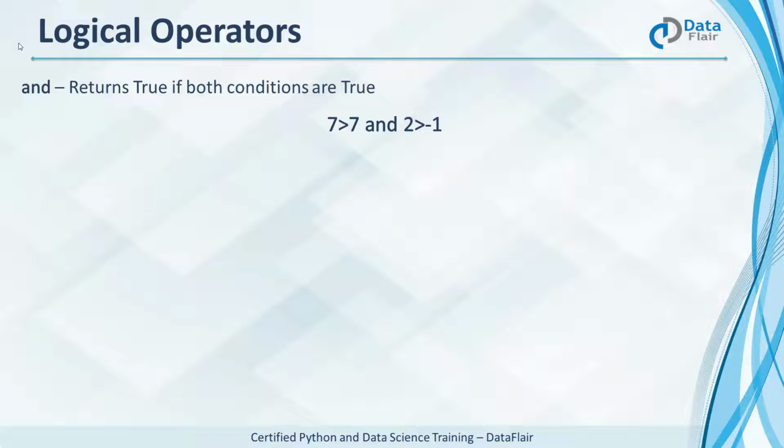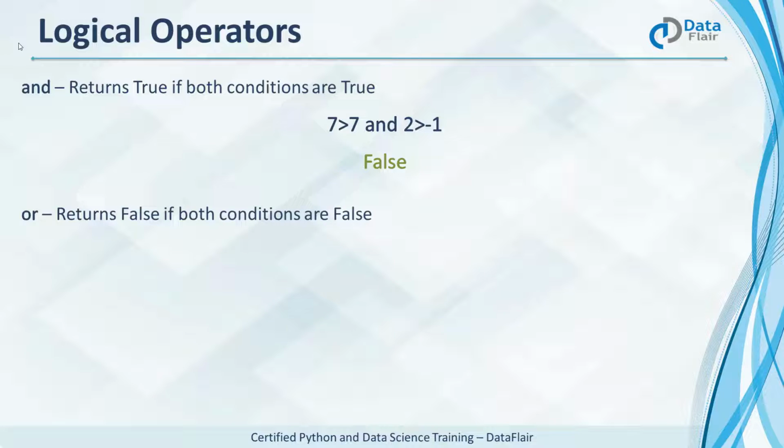7 is not greater than 7 and 2 is greater than -1. But that isn't evaluated since the first condition is already false. This is short-circuiting. This expression returns false.